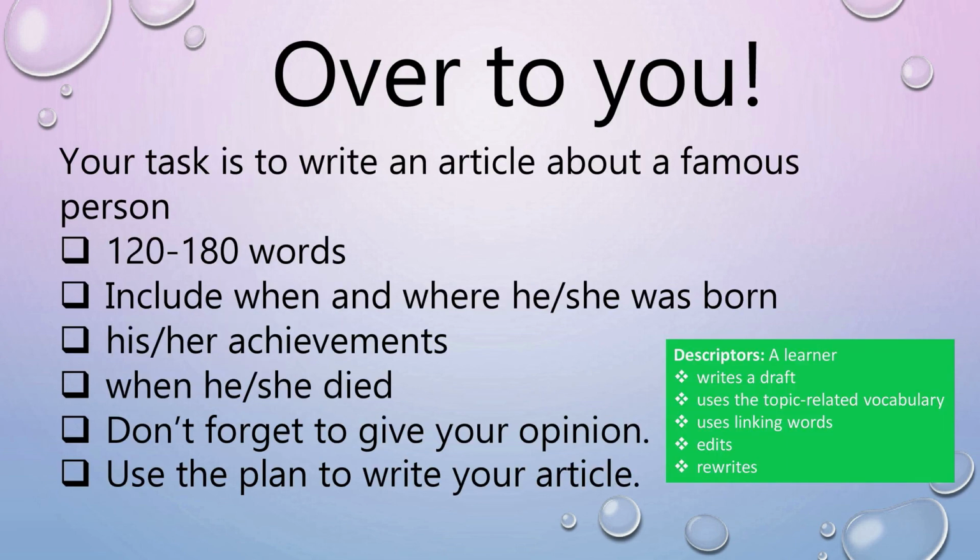Over to you. Your task is to write an article about a famous person, 120-180 words. Include when and where he/she was born, his/her achievements, when he/she died. Don't forget to give your opinion. Use a plan to write your article.